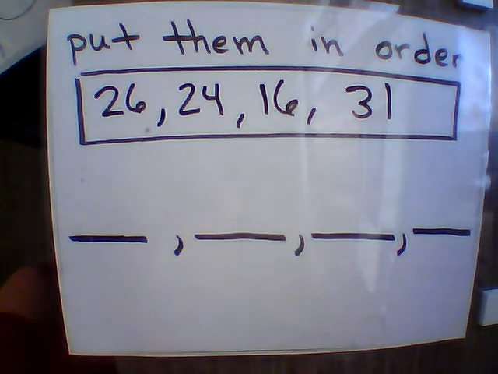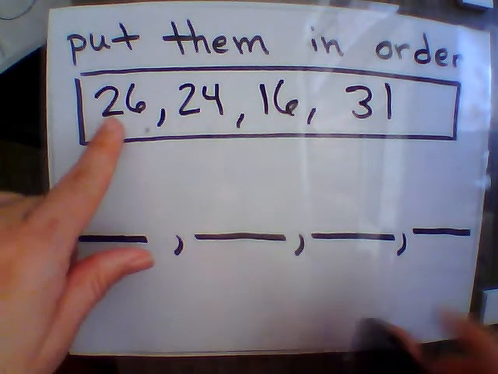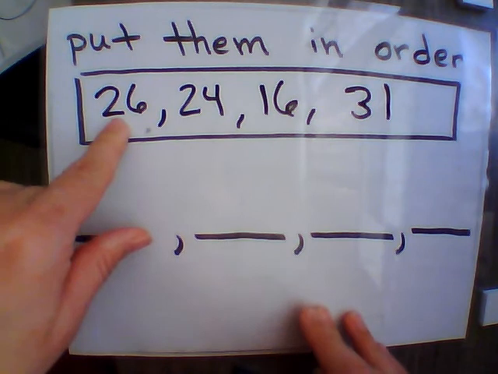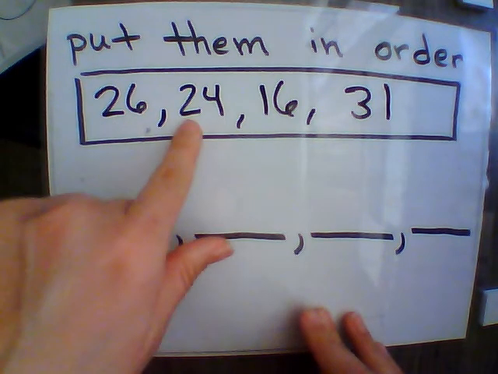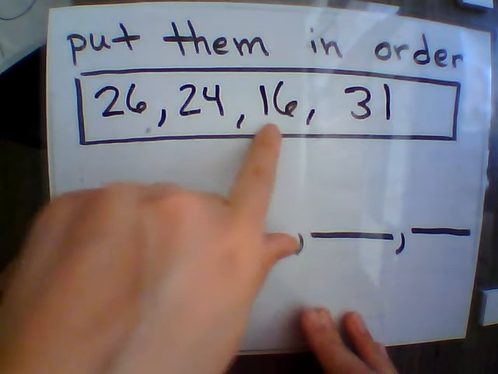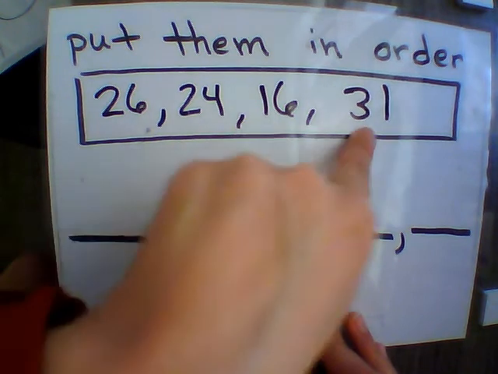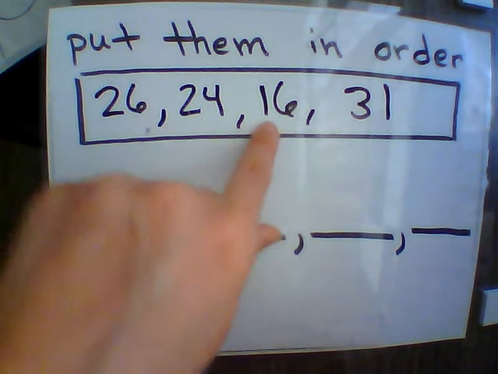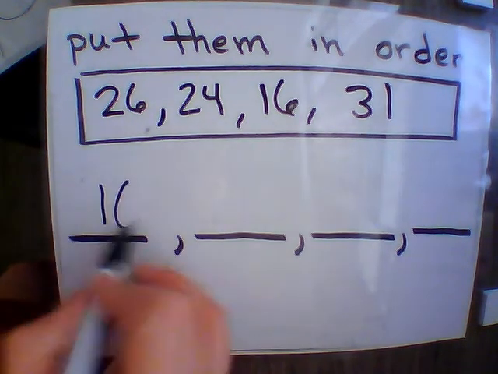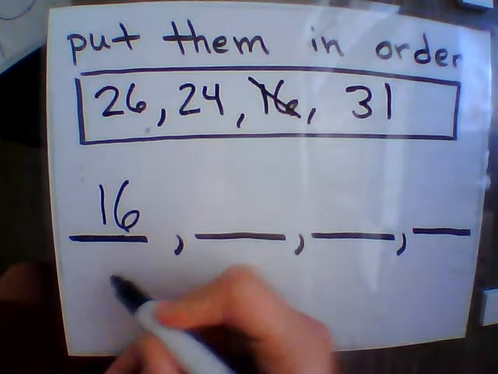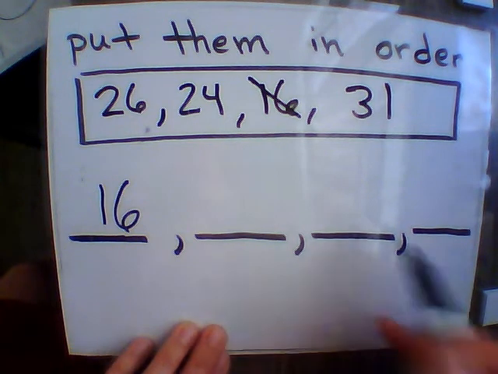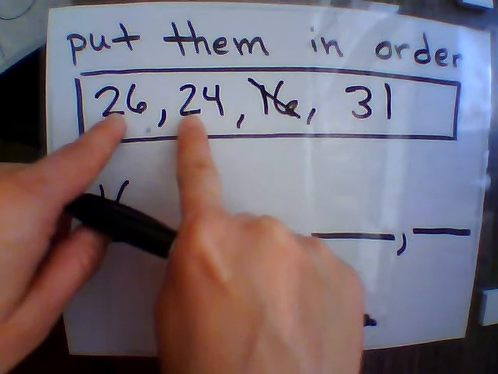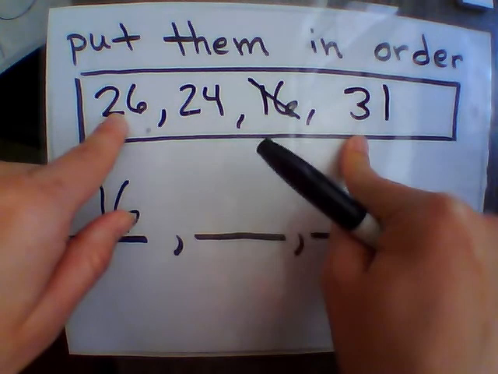Alright, so what I had said in my last one is that instead of using the 120 chart, another strategy would be using those tens and ones. So I see in 26 there are 2 tens, 24 there are 2 tens, 16 there is 1 ten, and 31, there's 3. So 16 out of the 4 has the lowest amount of tens. So I'm going to go there with the 16. That's the smallest one. We're always going from smallest to largest.